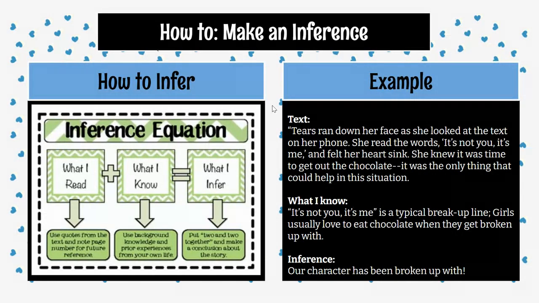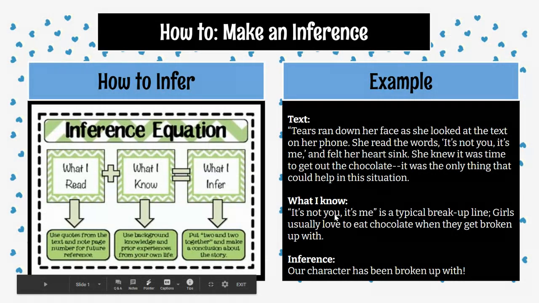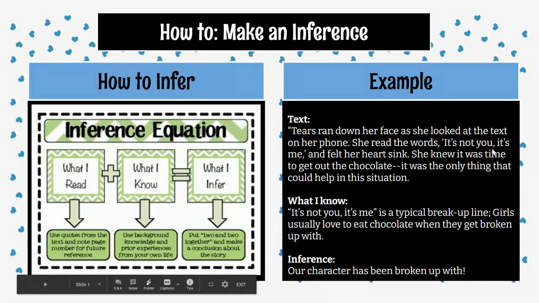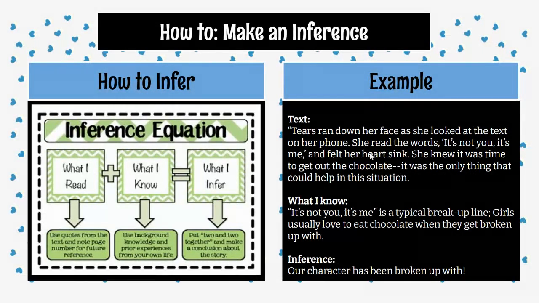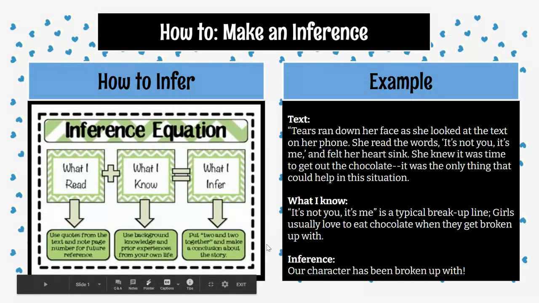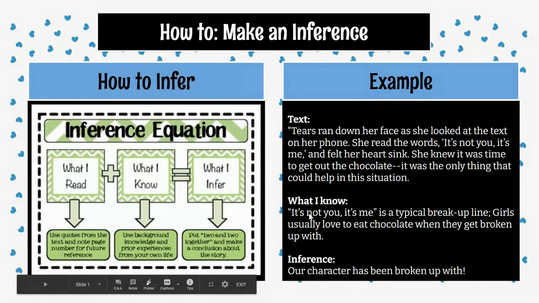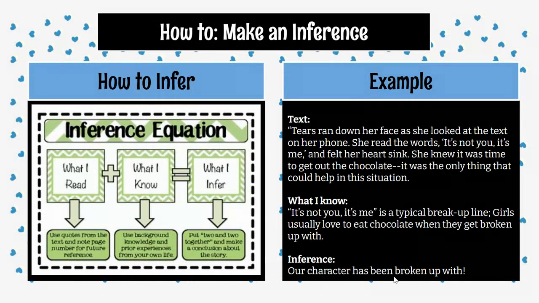Okay, well, that's the text. I'm going to think about what I know. Well, when I look at this text, you guys, some things jump out at me: the tears running down her face, the words, "It's not you, it's me," the chocolate. Okay, so when I combine that with what I know, well, I know that when people say "it's not you, it's me," that's usually a typical breakup line. People use that all the time when they're breaking up with someone. I also know that when someone's sad, specifically girls, but it could be boys too, and they get out chocolate, often that can be because they're upset about a breakup. Okay, so when I combine what I know with what I read, I can infer that our character has been broken up with.